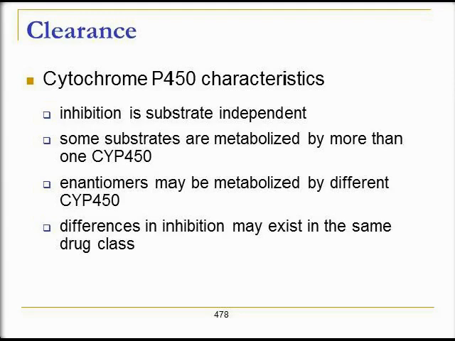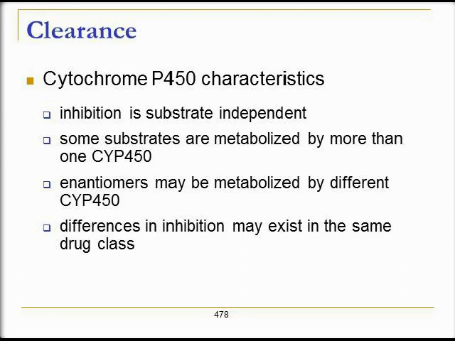Now, there are some characteristics of cytochrome P450 which I have listed on the bottom of page 478, and if you want some examples of what drugs actually have that particular characteristic, I have examples there. The first characteristic is that inhibition is substrate independent, which means that if a drug inhibits CYP3A4, it will inhibit every drug that is metabolized by CYP3A4. So it doesn't pick and choose which 3A4 substrates it's going to inhibit. It's a general inhibition, so it's going to inhibit all of the CYP3A4 substrates.